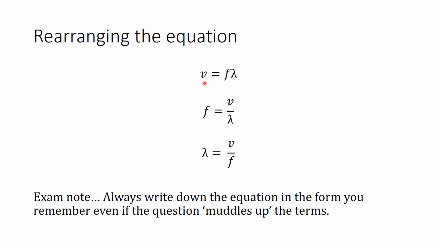If they give you frequency, wave speed and wavelength, you can write the equation as wave speed equals frequency multiplied by wavelength. That is absolutely correct, and you'll avoid any errors as long as you stick to what you know and how you've learnt it. Don't try and think, or don't even think that you have to muddle things up. Just write it in the way that you know.